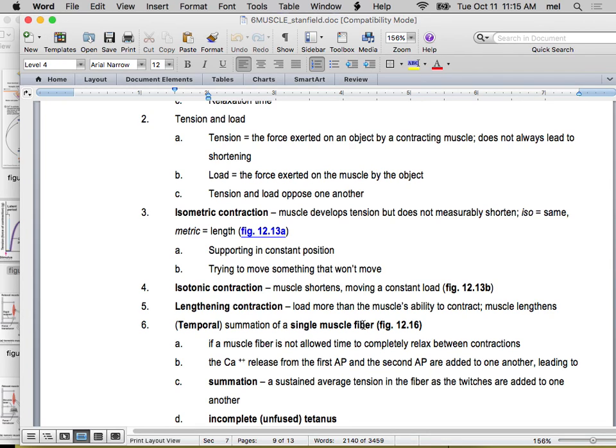But that can change over time, right? Your muscles can generate more tension, less tension, those kinds of things. We'll talk about how you increase your tensile strength in your muscles as we go through. So that's the relationship between tension and the load, and they oppose one another.